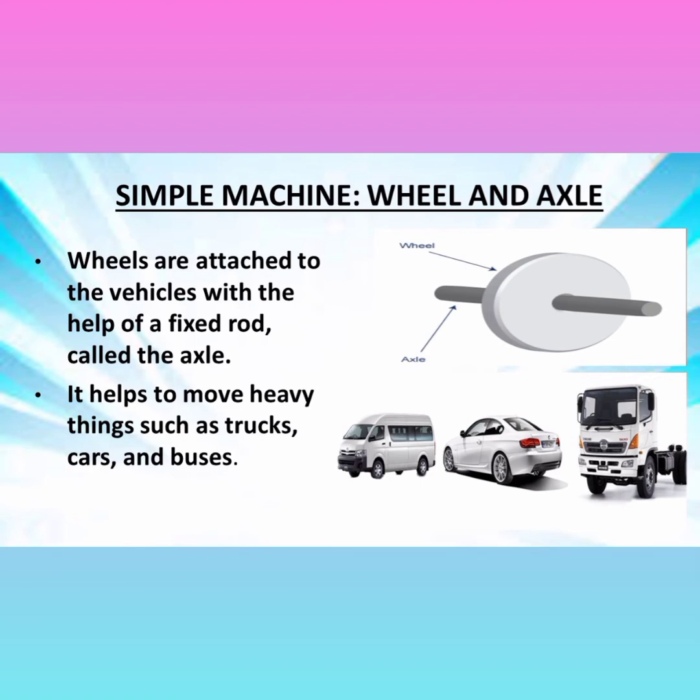Wheel and axle is another type of simple machine. Wheels are attached with the help of a fixed rod called the axle, and these are used in vehicles, and it helps to move heavy vehicles such as trucks, cars and buses.